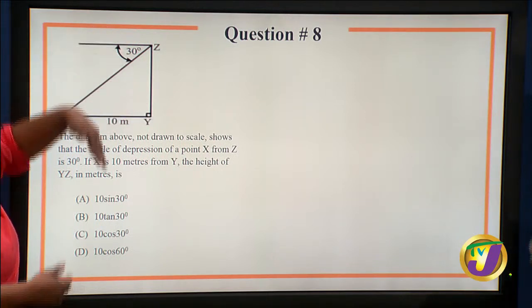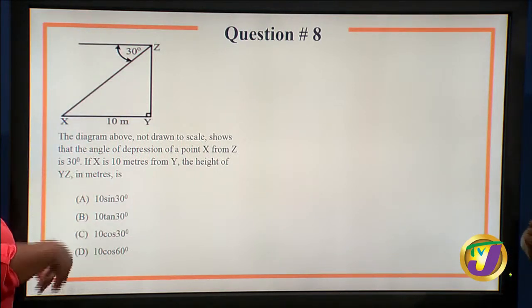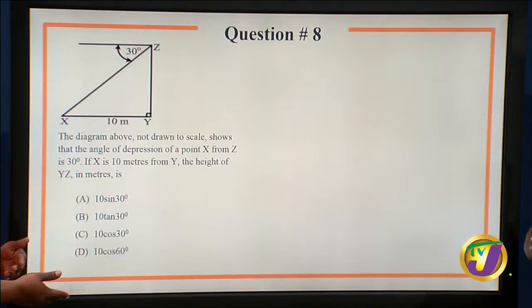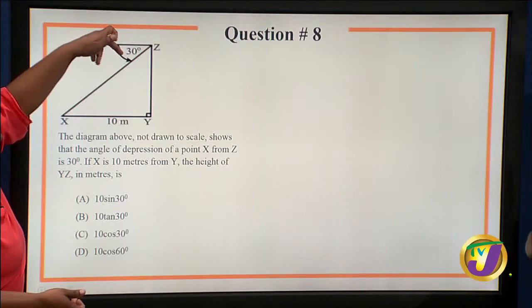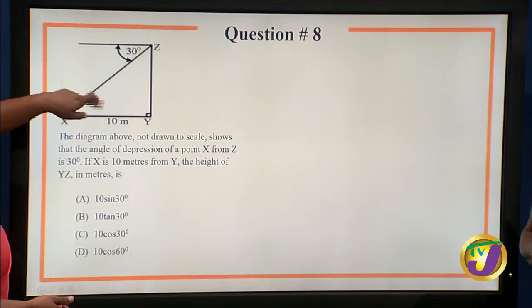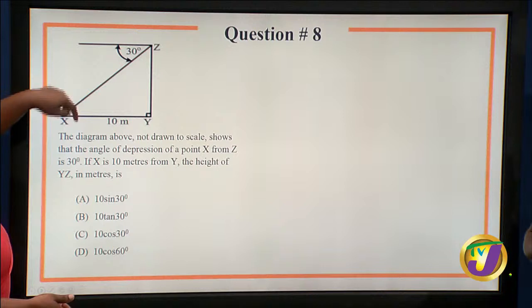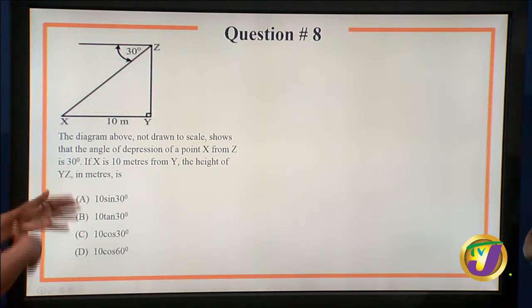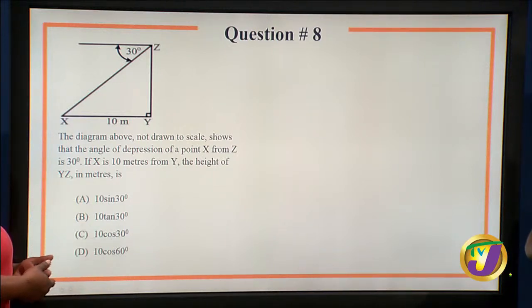I remember we did that question before. Alternate angles are equal. So if this is 30, the angle at X right here will also be 30 degrees. So there is another piece of information that we would have garnered from the question.